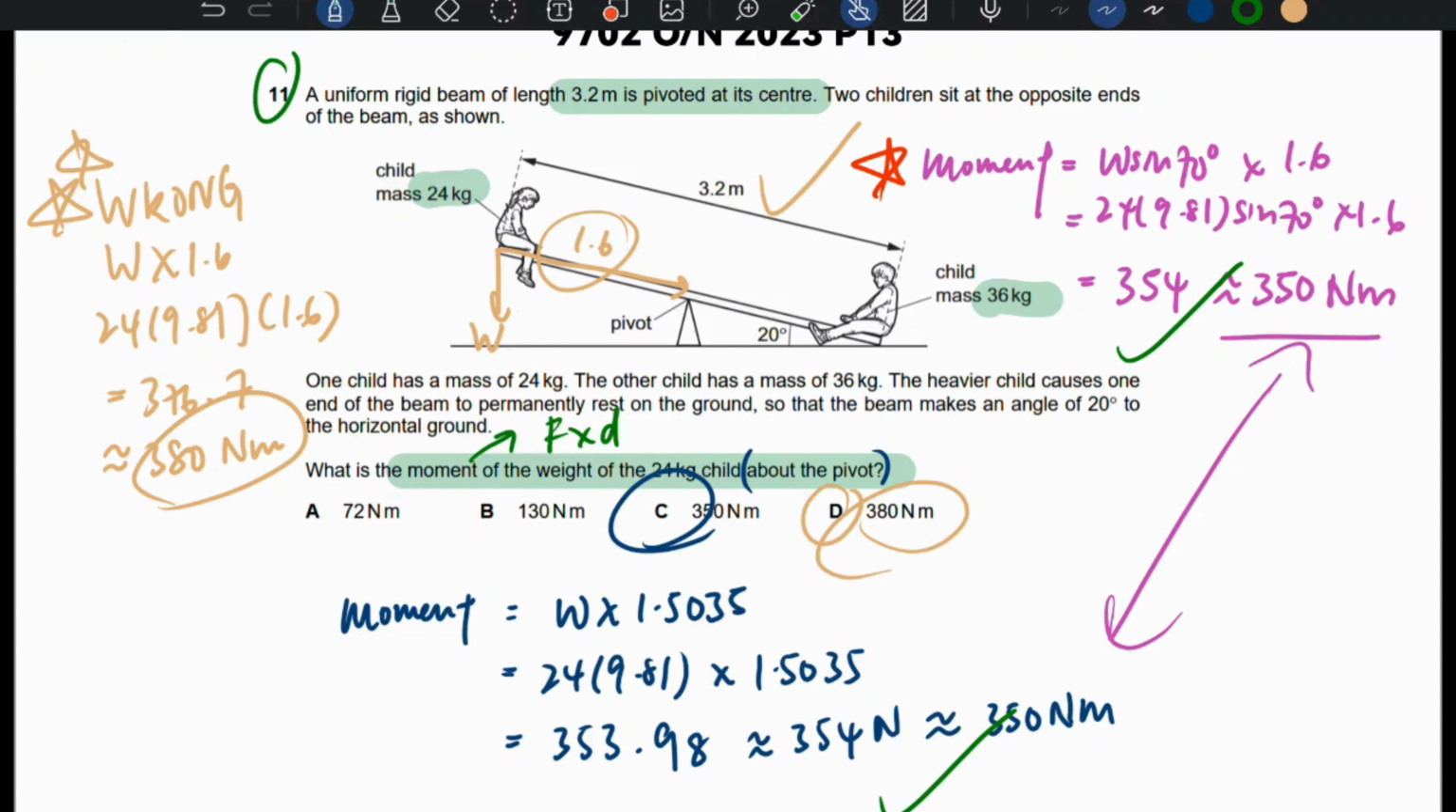So yeah, that's about it for today's video. I hope this gives you a bit of clarity and awareness to know the force has to be perpendicular to the distance, and that they don't always give you the perpendicular distance. Sometimes you have to find it. Same goes for the forces as well.